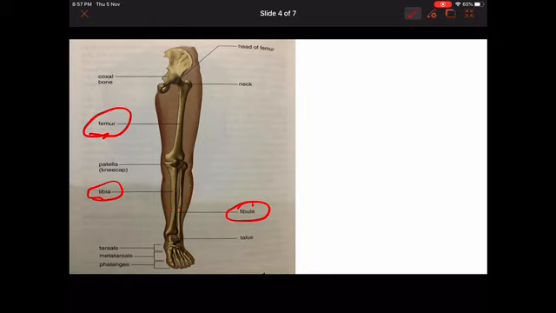And then in the ankle there are tarsals. 7 tarsals are there. And then the foot region has metatarsals, and the toes have phalanges. In the same way, the toes have phalanges. The big toe, the great toe, has only 2 phalanges, and the rest all have three phalanges. And tarsals are 7 in number, and metatarsals are 5 in number.